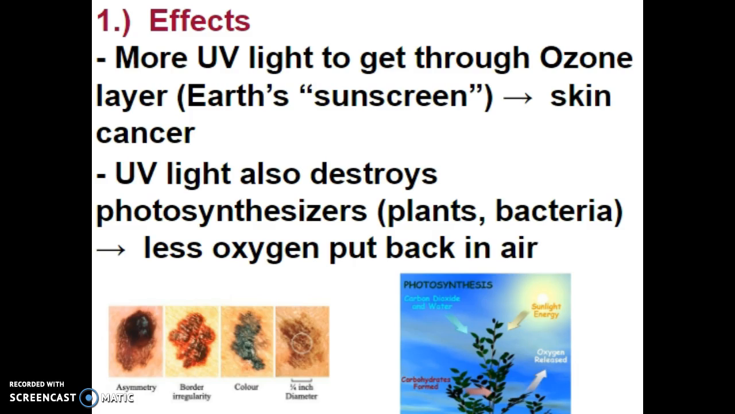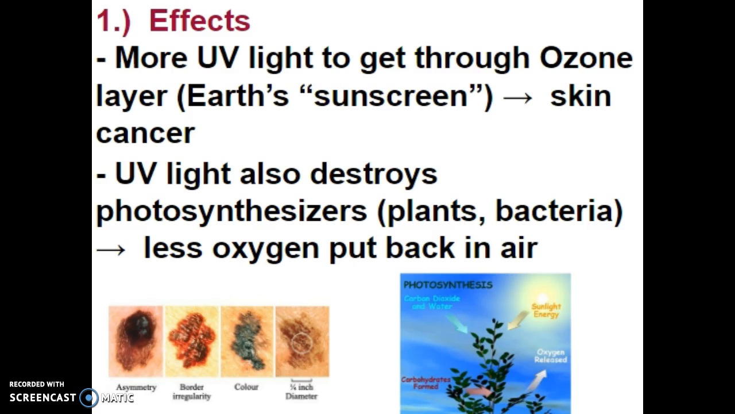So what's the big deal? Why do we care about a giant hole, or why do we care about having an ozone layer? Well, remember that ozone layer is like Earth's sunscreen. If we don't have sunscreen, more ultraviolet light will get through to the surface of the Earth.